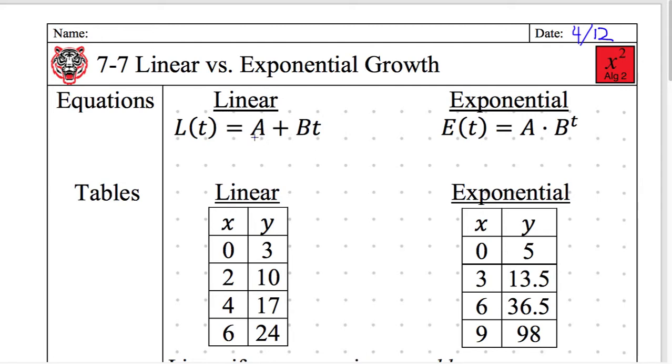All right, so let's go ahead and label these things. A, this is the start. Just like this A is also the start.